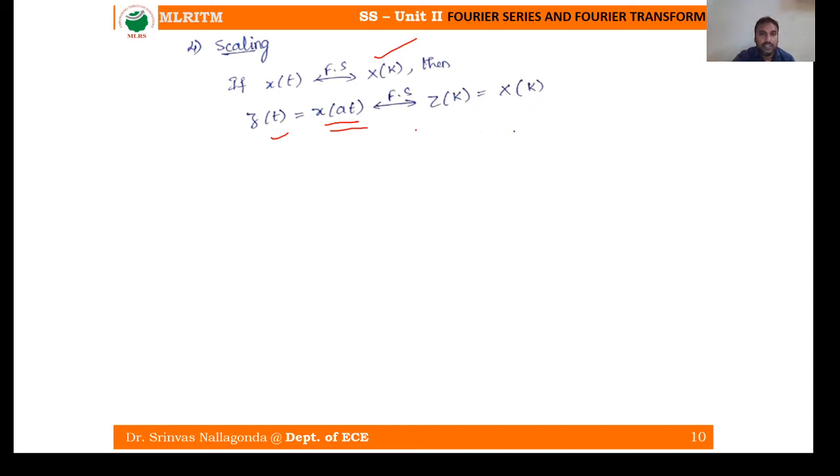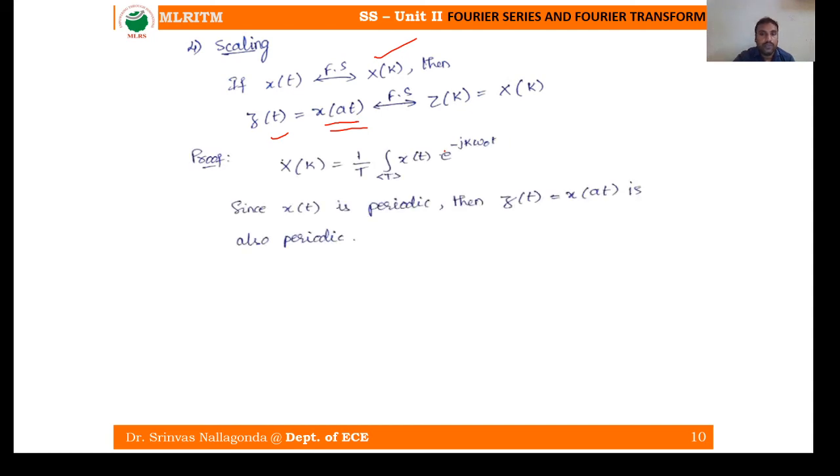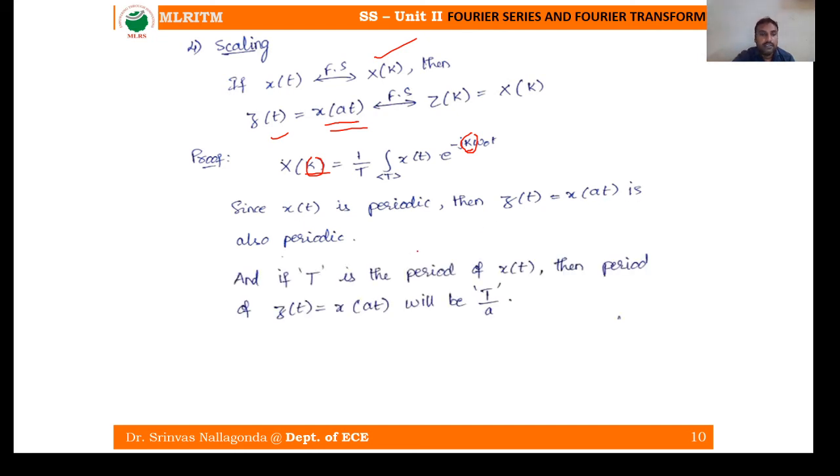Let me go for the proof. So X of k is 1 by T integral over time period T, 0 to T, x of t e power minus jk omega naught t. Here, whatever k is there, this should be the same. Both are the same. Since x of t is periodic, z of t equal to x of at is also periodic. And if T is the period of x of t, then the period of z of t will be T by a.